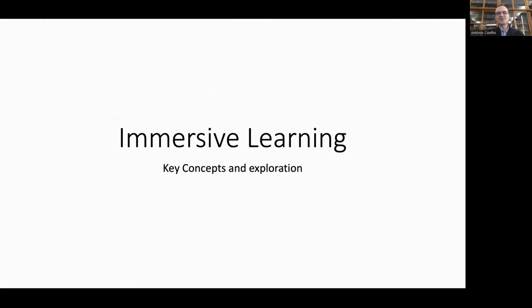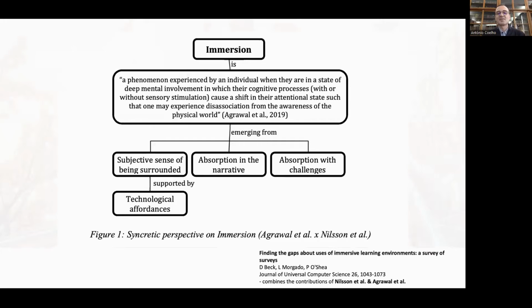So what is the key concept of immersive learning? So, of course, the key concept of immersive learning is immersion. And we have this definition by Agrawal from 2019 that says, well, immersion is a phenomenon experienced by an individual when they are in a state of deep mental involvement, in which their cognitive process, with or without sensory stimulation, cause a shift in their attentional state, such that one may experience disassociation from the awareness of the physical world.